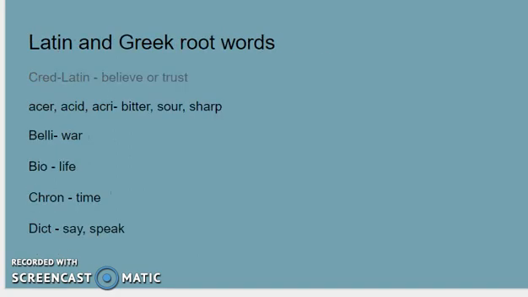Some Latin and Greek roots are, as you see, these examples. The root acer, acid, and acri means bitter, sour, and sharp. Tyler Perry just came out with a new movie called Acrimony, which means to have seriously bitter feelings, and it's spelled with the ACRI. Acid, we know what acid is. Our stomach has acid to digest food.